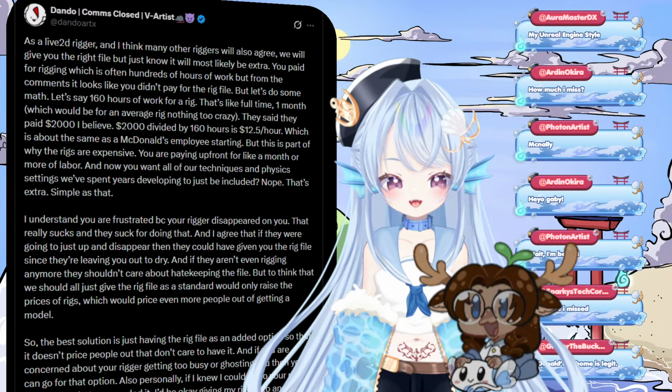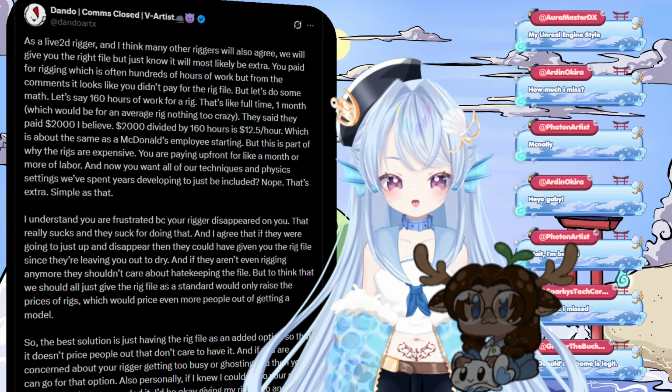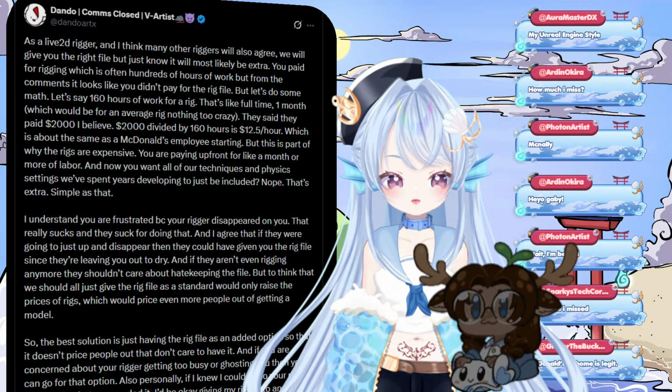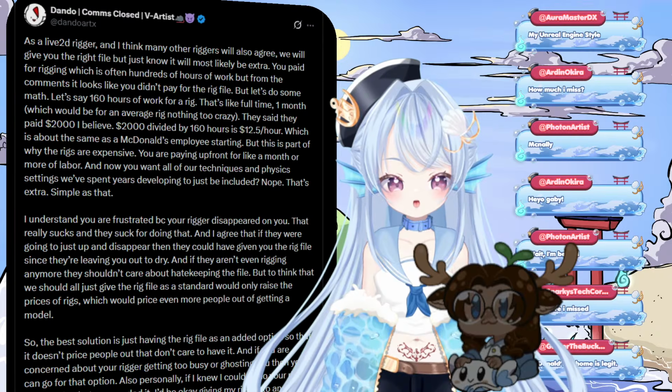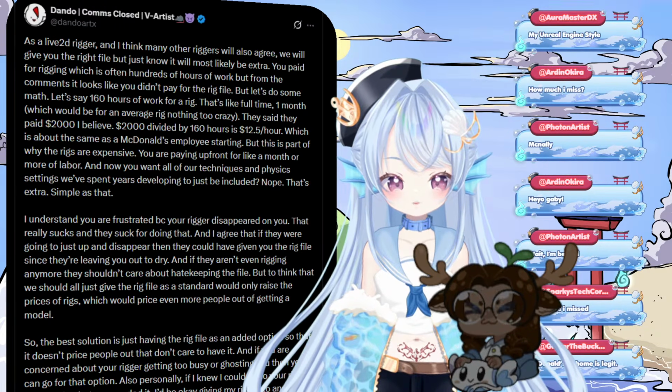Yeah. As a Live 2D rigger, I think many other riggers will also agree. We will give you the rig file, but just know it will most likely be extra. You paid for rigging, which is often hundreds of hours of work. But from the comments, it looks like you didn't pay for the rig file. But let's do some math. Let's say 160 hours of work for a rig.